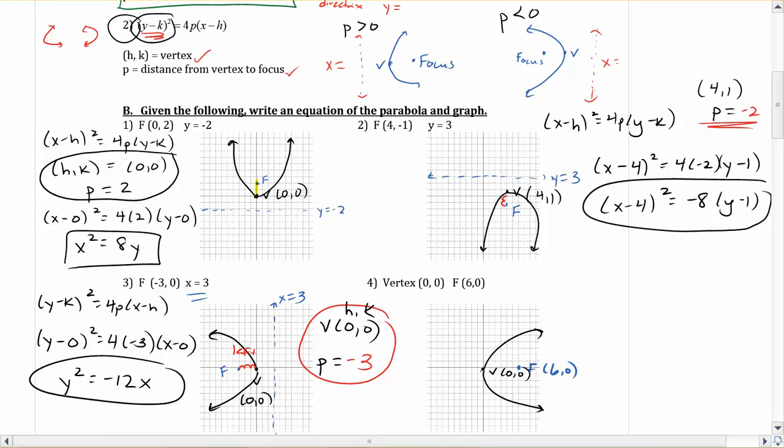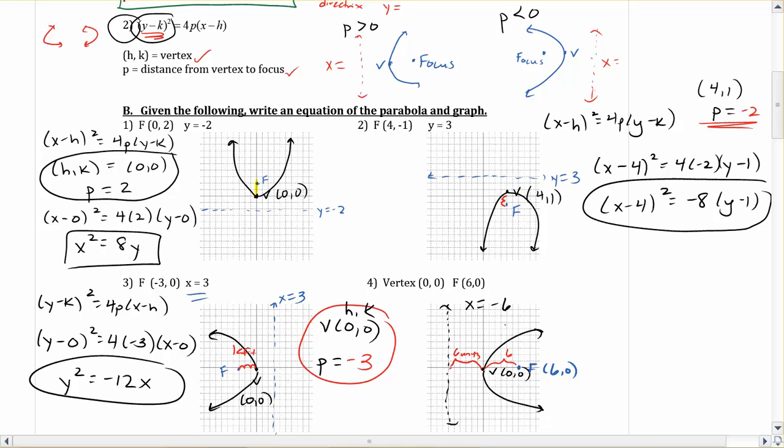The directrix is the same units away that the vertex is from the focus, but in the opposite direction. So let me go in red a minute. If I know from here to here is 6 units, then I know from here to here, 6 units in this direction, is where my directrix is going to be. So if I count over 1, 2, 3, 4, 5, 6, and put in my directrix in black, it's going to be a vertical line, x equals -6, because it's going 6 units in the opposite direction.